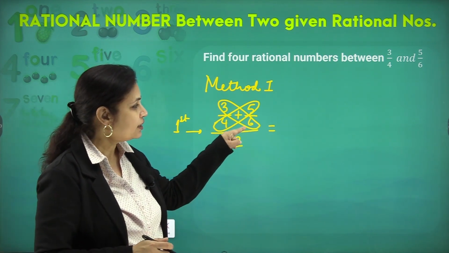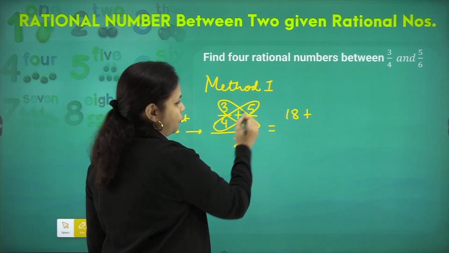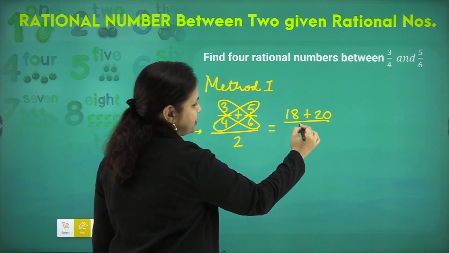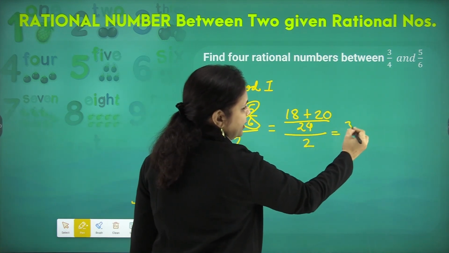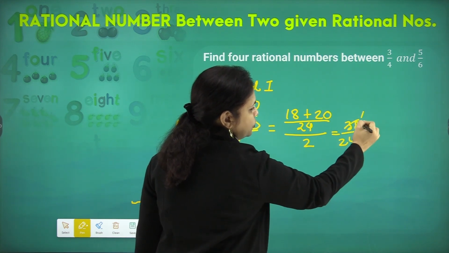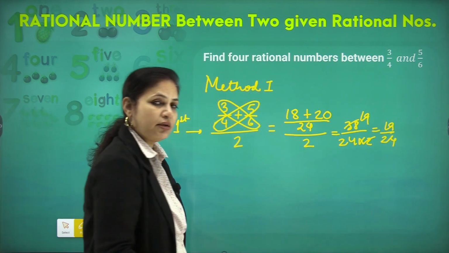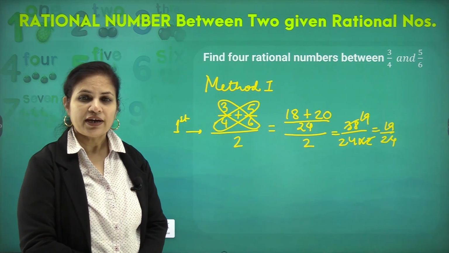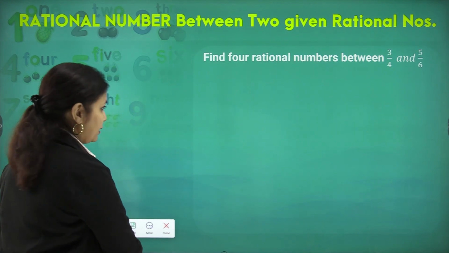In the butterfly method, I will multiply 6 with 3 to make it 18, 4 into 5 which will give us 20, upon 4 into 6, that is 24. Then divided by 2, that is 38 upon 24 into 2. So, I will get 19 upon 24 as the first number. But this method 1 will be quite tedious to find the rational numbers between two given fractions. Then what is the other method?